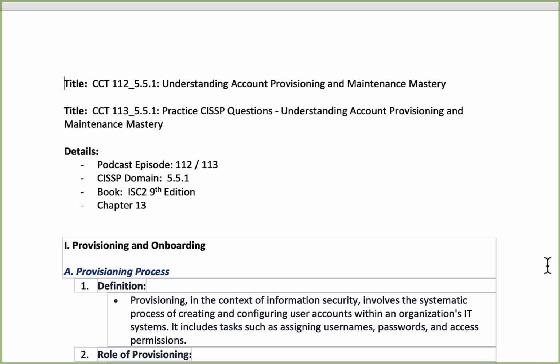This is a podcast where we talked about account provisioning, maintenance and mastery of all the different pieces that you're focusing on when provisioning and deprovisioning accounts within your organization.